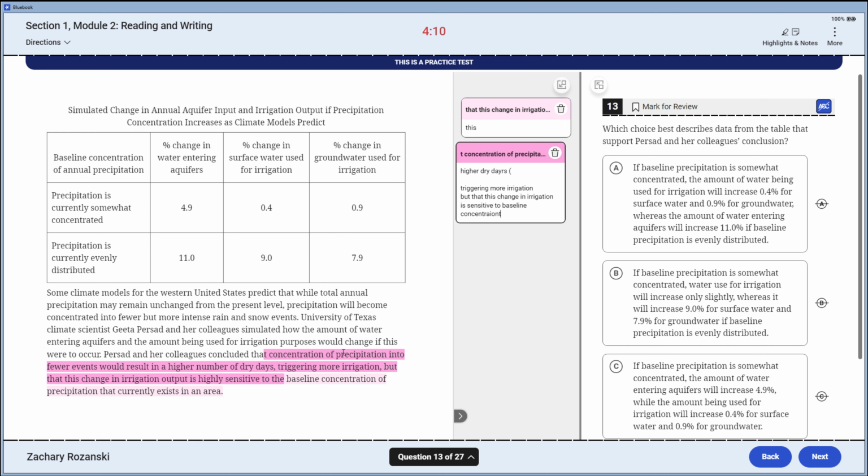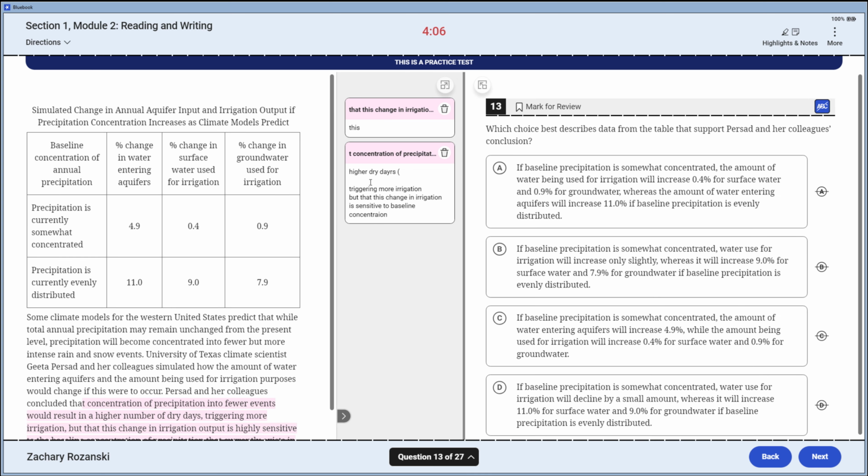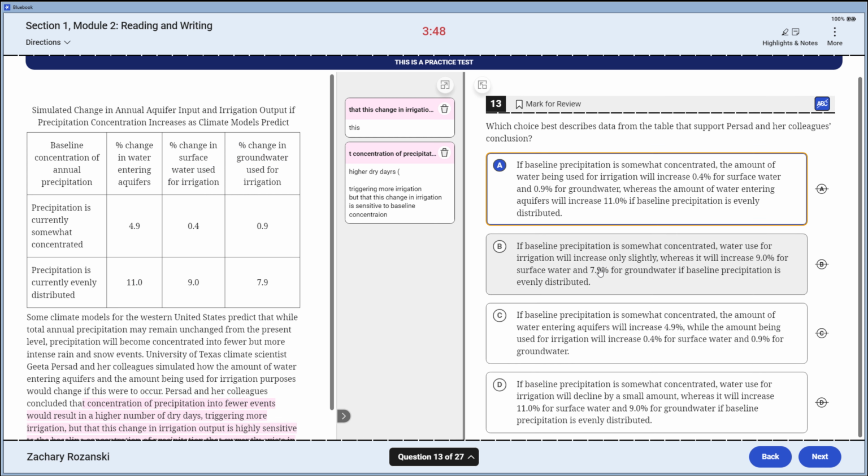I'm going to go immediately into the items. If something isn't there, then I'll start looking to the text, but hopefully this is a lot. We see that irrigation matters bigly. If baseline precipitation is somewhat concentrated, the amount of water being used for irrigation will increase 0.4 for surface water and 0.9 for groundwater, whereas the amount of water entering aquifers will increase 11. So this is moving away from irrigation, but it's all I've got so far, so I'll put the cursor on A.